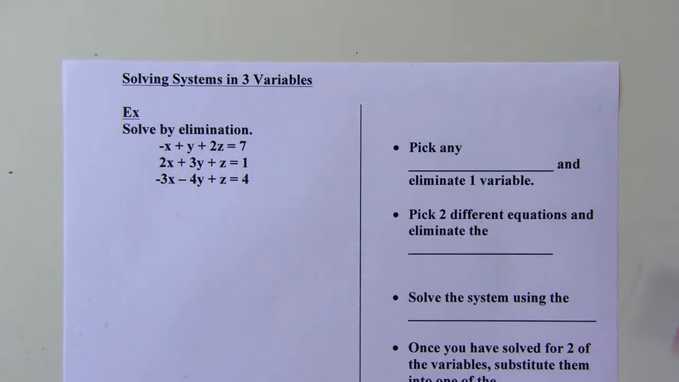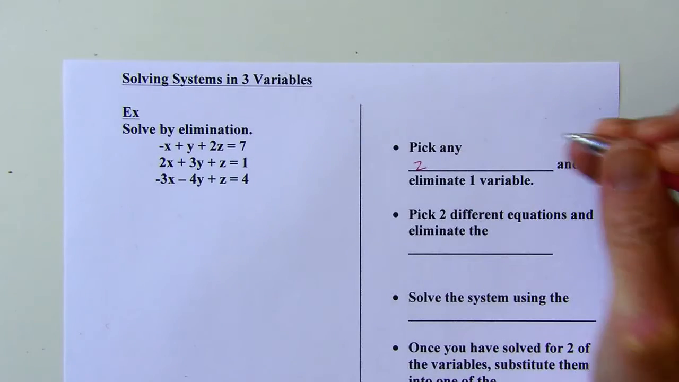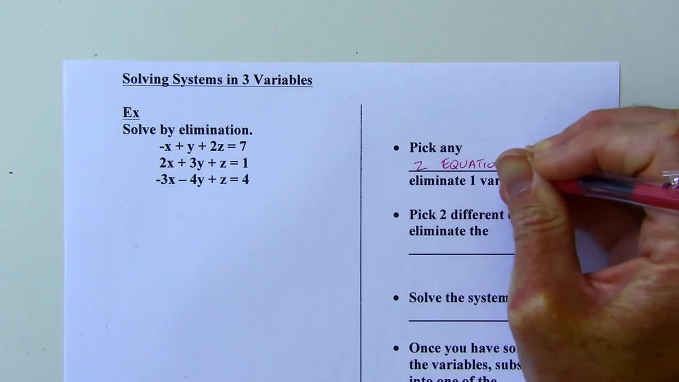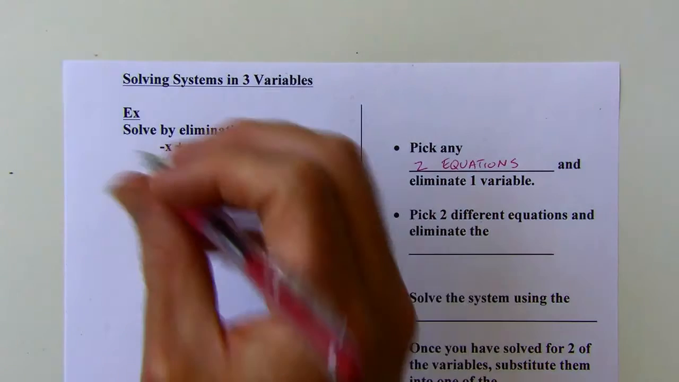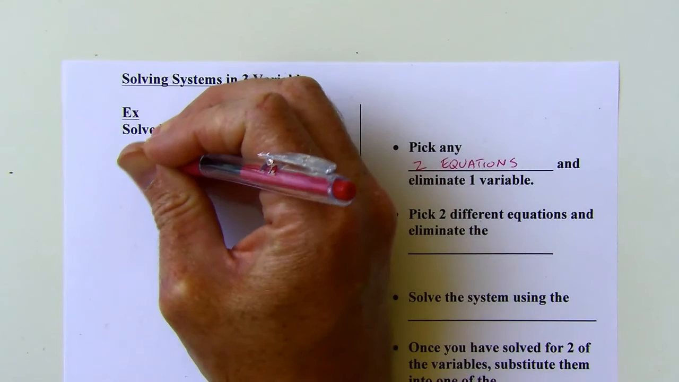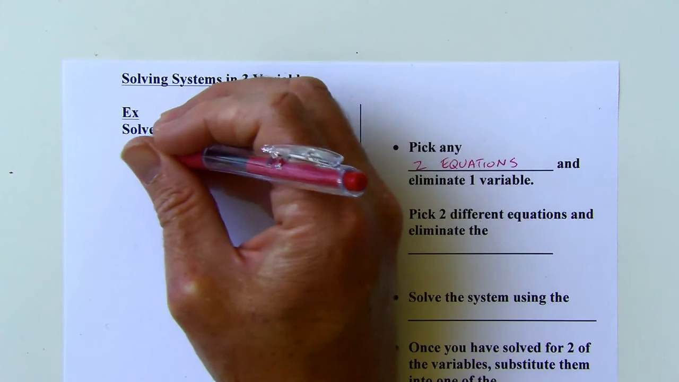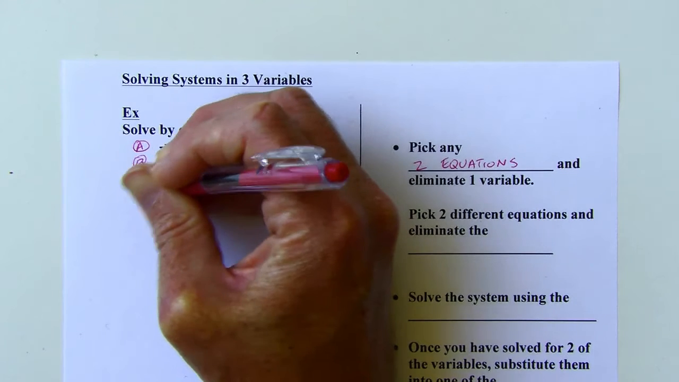So what you want to do is you want to pick any two equations and eliminate one variable. Okay? So I'm just going to pick the top 2 equations. I'm also going to label these. You don't have to do this, but it makes it a lot easier. I'm going to call these equations A, B, and C, just so I can keep track of what I'm doing.